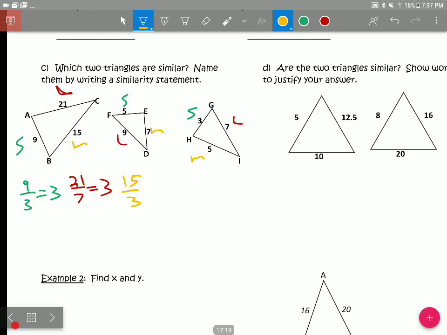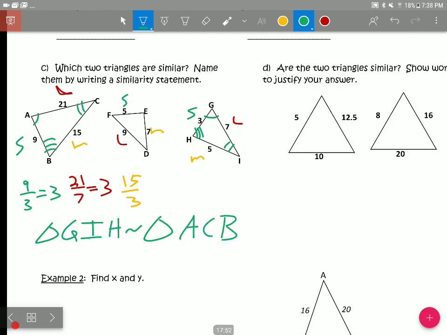So I'll start. That's between the small and the large. That's between the large and the medium, and that's between the medium and the small. So we did this one divided by that one, so we have to say it backwards. So triangle GIH is similar to triangle ACB.